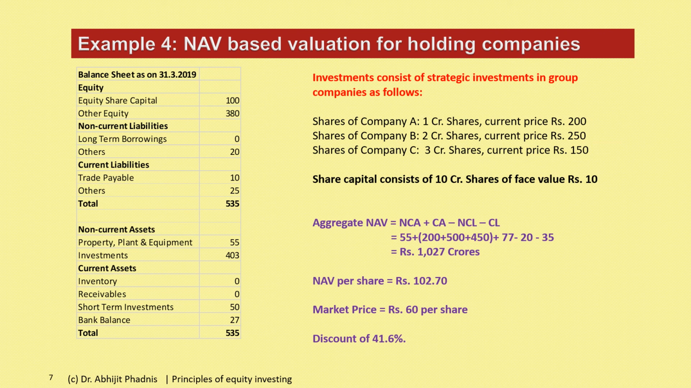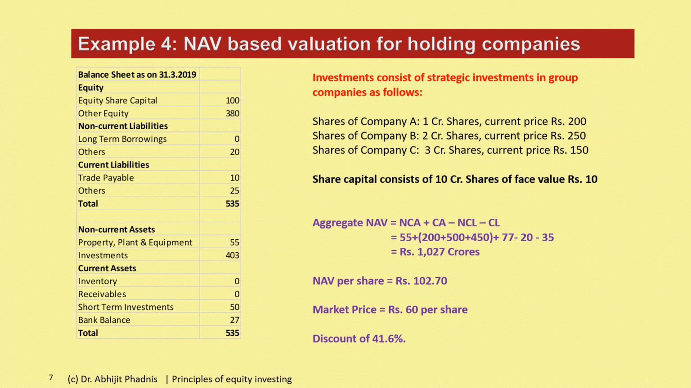If we divide that by 10 crore shares, then we get the NAV per share of 102.70, and the market price prevailing is 60 rupees, let's say. So there is already a discount of 41.6%, which is a reasonable discount. But what happens interestingly about holding companies is that during bear phases, the discount can expand to 50, 60. I have even seen it expanding to more than 70%.